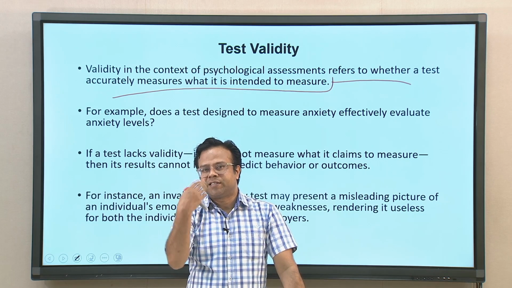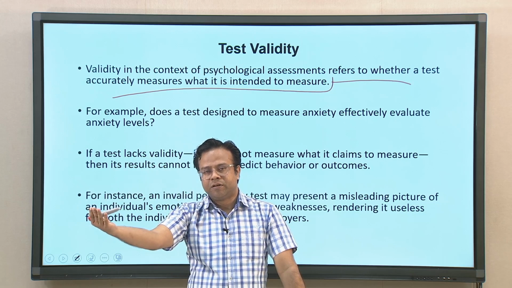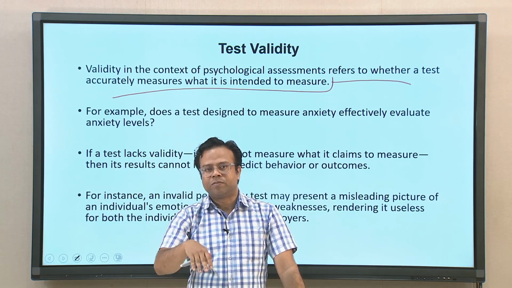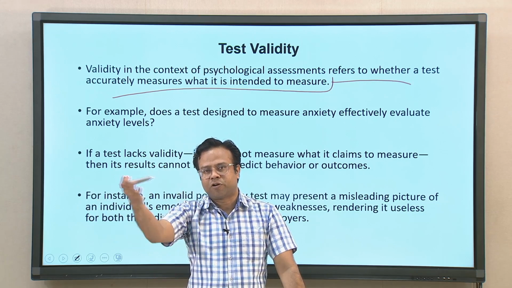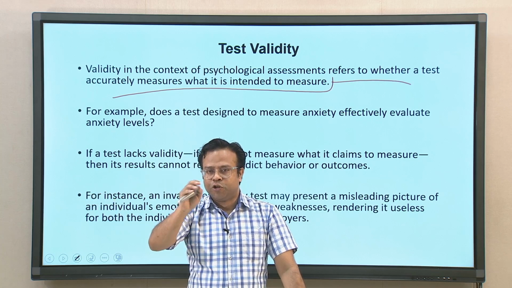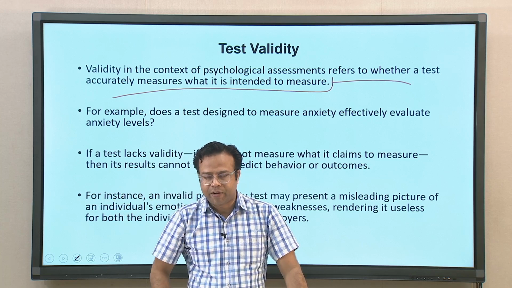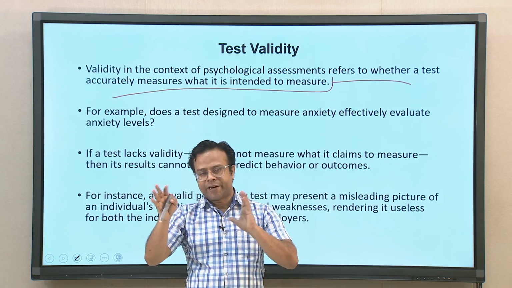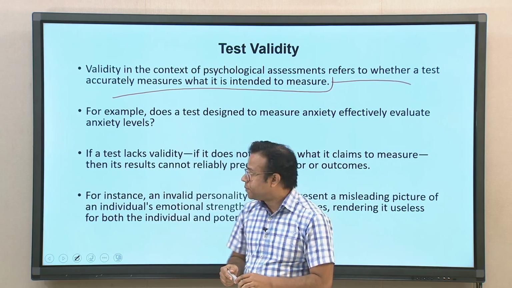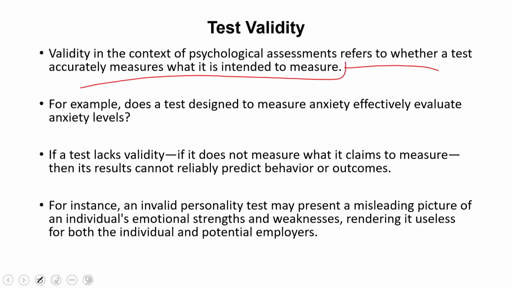If a test claims to measure anxiety and it is measuring, let us say, depression, then it is an invalid test, because whatever claim is made by the test is not fulfilled. So, validity means: what is the claim made by the test, and is it fulfilling those claims or not? That is the basic idea of validity. For example, does a test designed to measure anxiety effectively measure anxiety levels? Is it able to measure the anxiety levels of a person or not? If it is able to do it, then it is a valid test, it is able to fulfill its purpose.